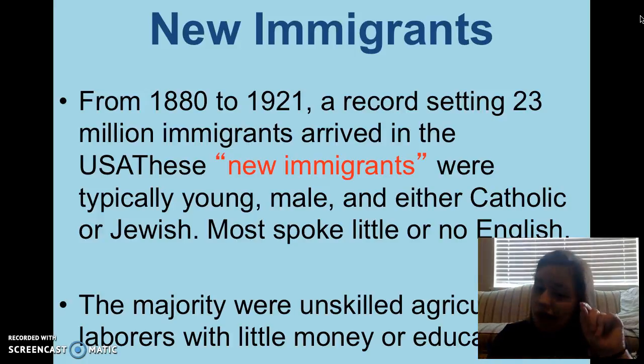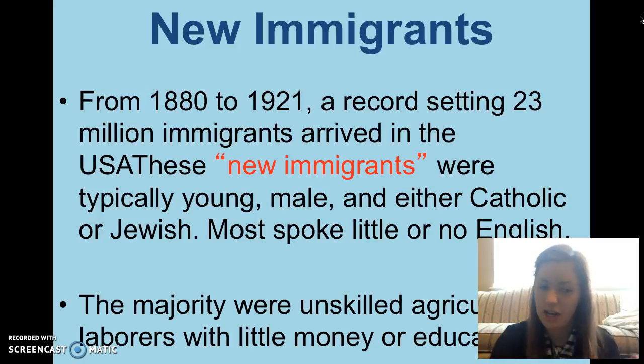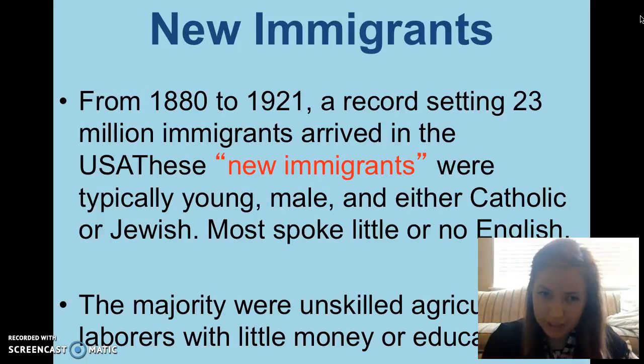So, in the little line after new immigrants, you can put in anything that helps you remember what they are. I would probably put something in there like young, male, unskilled laborer from a different country, obviously.